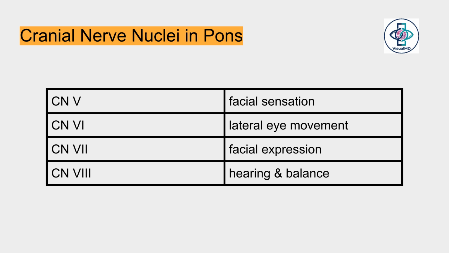CN7, facial nerve. Function: muscles of facial expression, taste, anterior two-thirds of tongue, and salivary glands. Note, the fibers of CN7 uniquely loop around the CN6 nucleus before exiting.